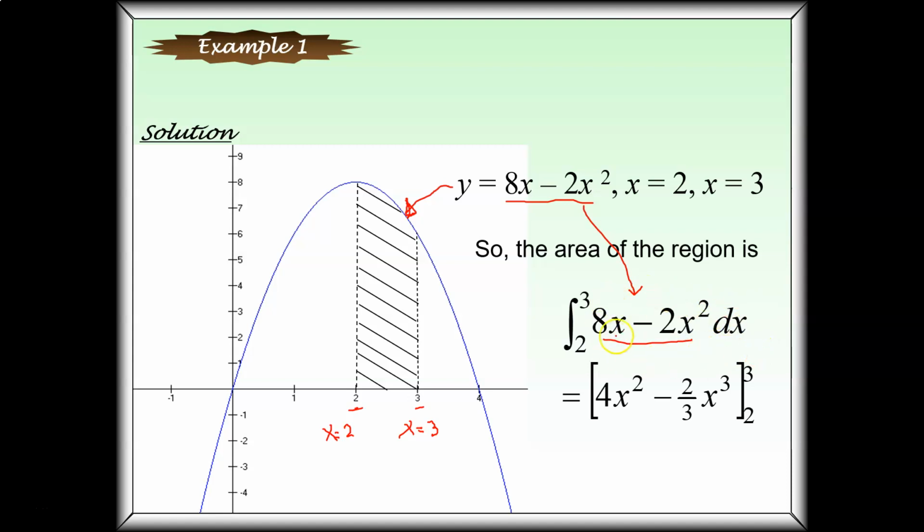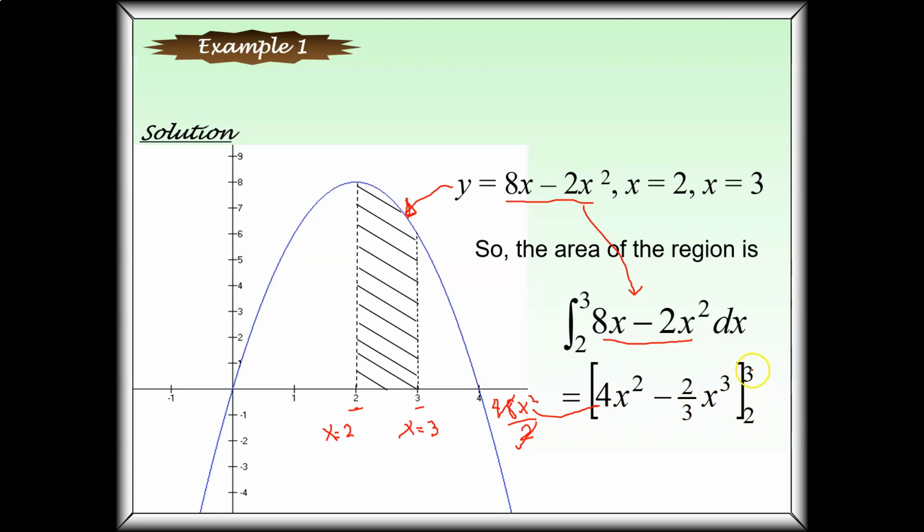So you integrate this. We integrate 8x, you get 8x square over 2. We can cancel out 8 and 2, you will get 4x square. Then minus 2x square: integrate 2x square, you get 2x cube over 3. That's why you get this part. Okay, then close bracket.